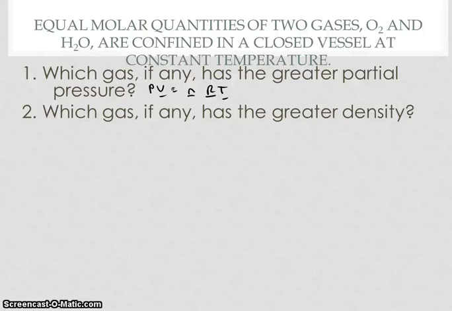Which gas, if any, has the greater density? All right, so when we think about the density, we've got our molar mass equals dRT over P. So molar mass and density are directly related when temperature and pressure are held constant. So the one with the higher molar mass is the one that's going to have the higher density, so oxygen gas has a higher density.